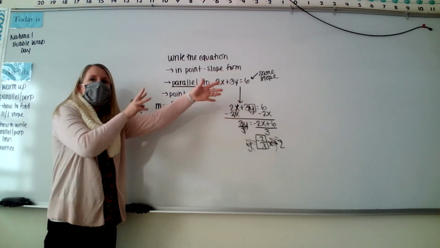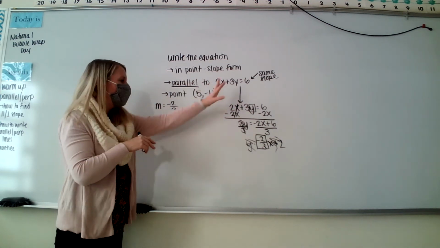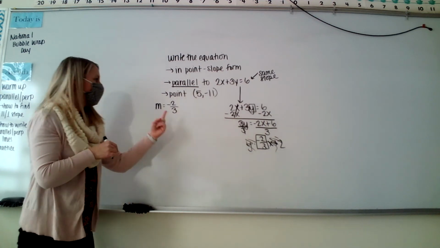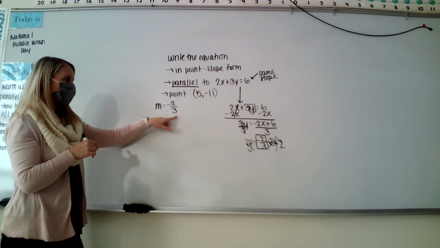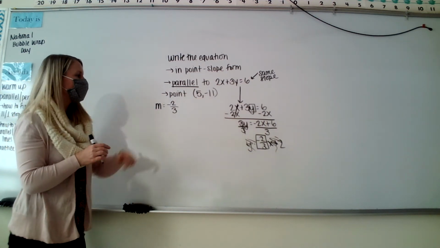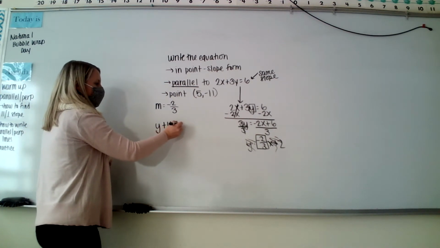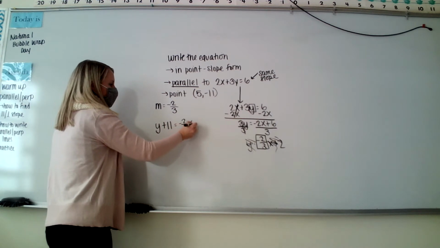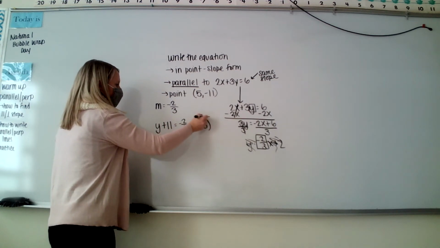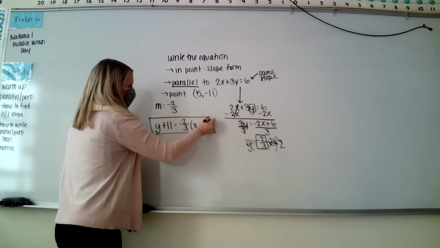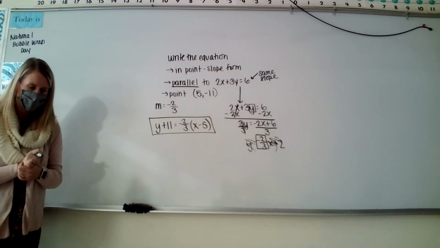I feel like other people want other stuff. Nope. The only thing I care about is the slope. Once I say this parallel slope, that's my slope I'm plugging in. I'm going to use this point. So I'm going to say y plus 11 equals negative 2/3 (x minus 5). And that, my friends, is theory.